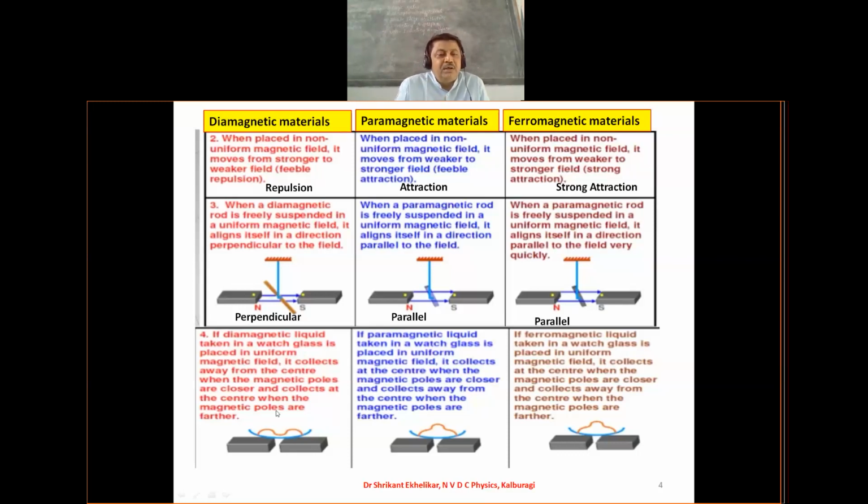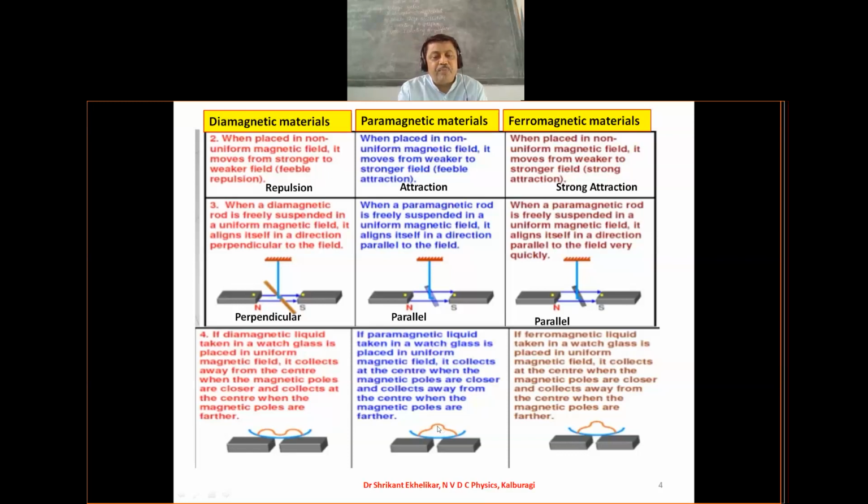The diamagnetic material can be a solid, liquid, or gas. So if the diamagnetic material is a liquid, and you place it between the pole pieces, the north and south magnetic poles, in a watch glass or some container, then it will show a dip at the center, and a rise in the height of the liquid on either side. If it is paramagnetic, it is the reverse.